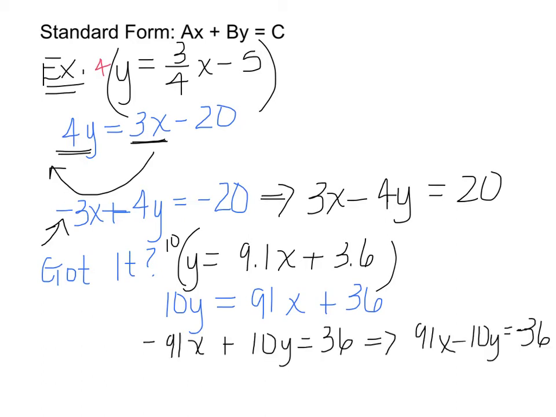So, moving everything over, you can have -91x plus 10y equals 36. Or, if you don't like your ax term to be negative, you can make it 91x minus 10y equals -36. So either one of those answers is correct.